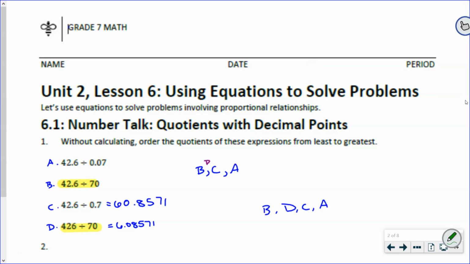Hello Math 7 students, this is Unit 2 Lesson 6, Using Equations to Solve Problems. This is part 2 in our two-part video series covering this lesson.